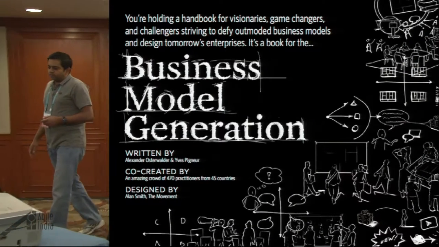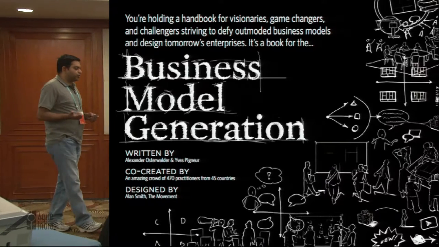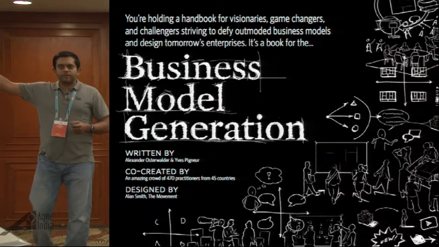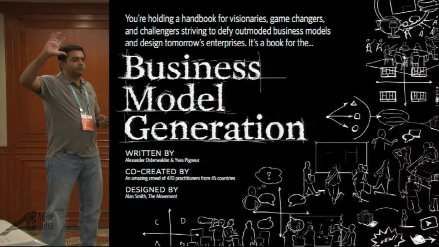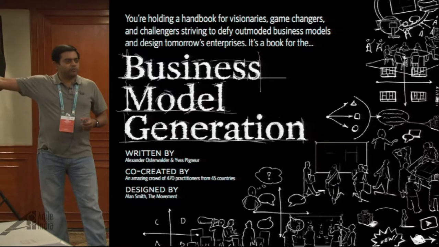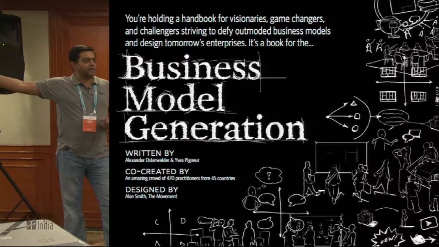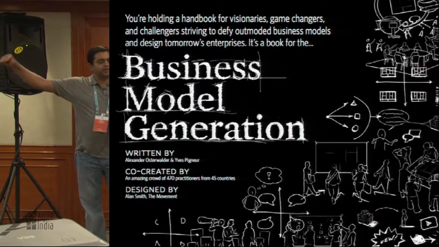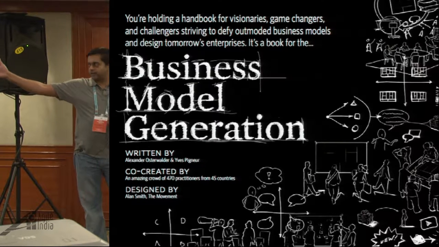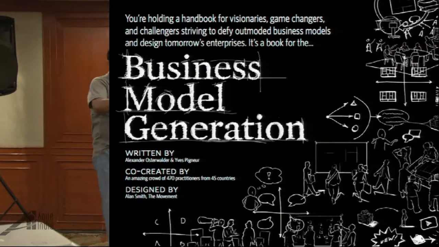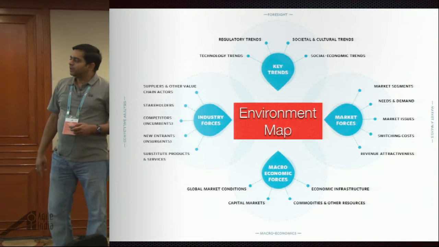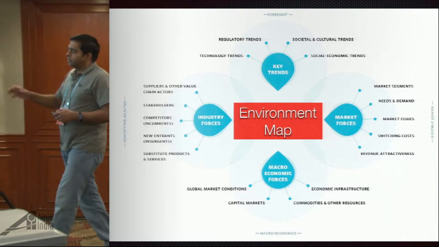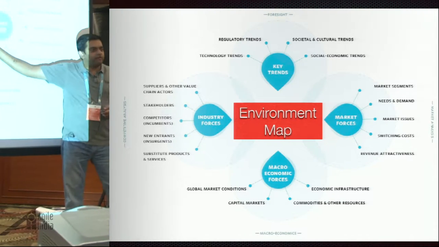So Alexander Osterwalder is the guy who wrote this book in 2010, Business Model Generation. Is it familiar to a lot of people here? Okay, I see four or five hands going up. If you haven't read this book, I would strongly recommend it. I think it's one of the best books written in the last 5 years. However, I'm going to use Alexander's second book in my discussion today, and I'll talk about that as well. I have just taken a few things from there for context. What Alexander Osterwalder talked about was the fact that when we look at any business model, the first thing we try to do is look at the environment map here.